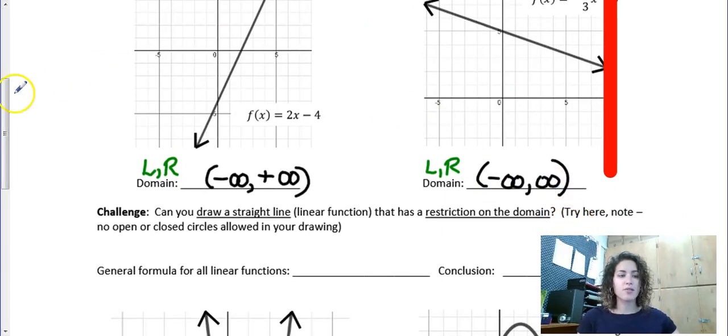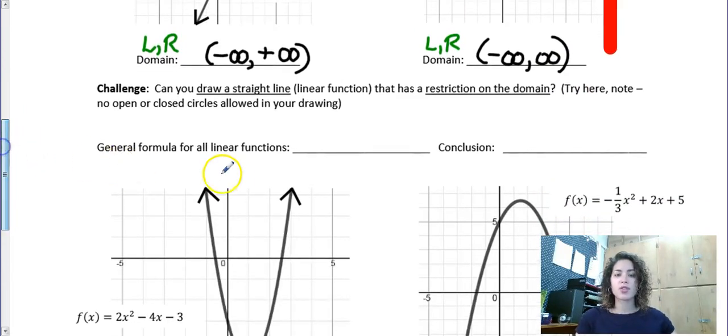And then we have this challenge question. It says, can you draw a straight line, a linear function, that has a restriction on the domain? And you have a little space here if you want to try some sketches. But it says, note, no open or closed circles allowed. So it's like I can't say this is a line and then put an end on it. You're not allowed to add open or closed circles. So if you can come up with a line, I would love to see it in class tomorrow. But the reality is it is impossible for us to draw any kind of line with a restriction.